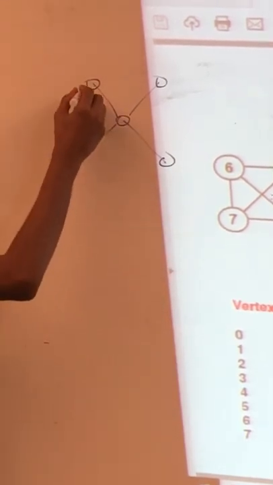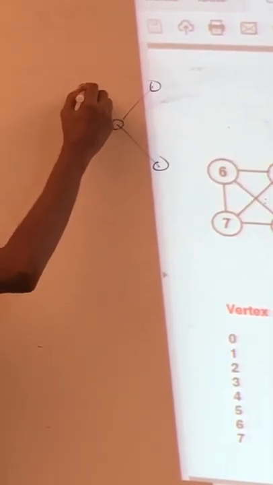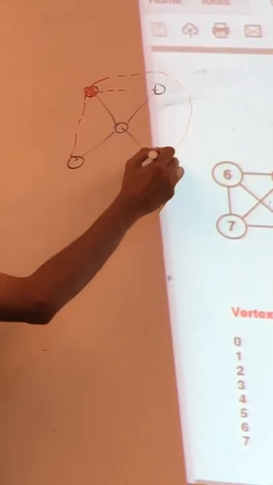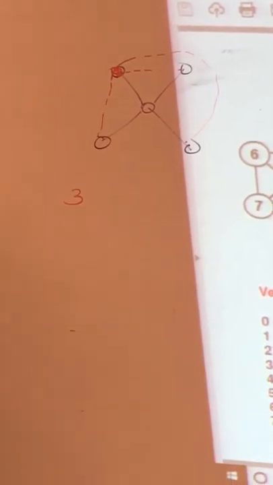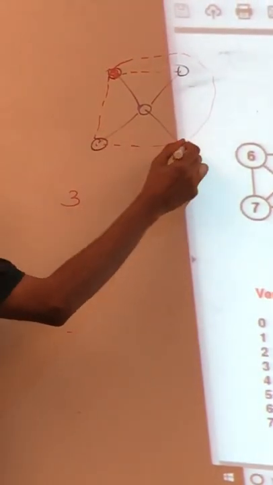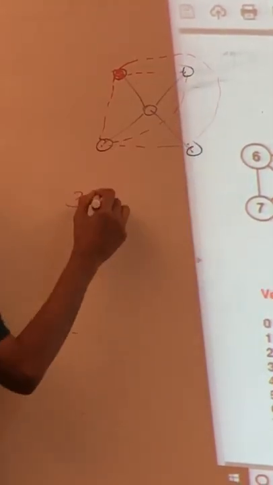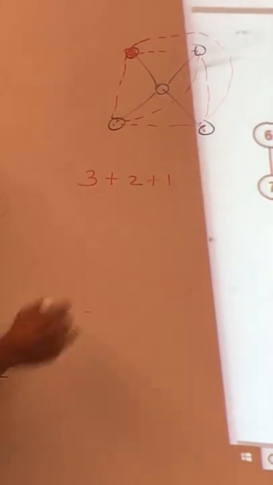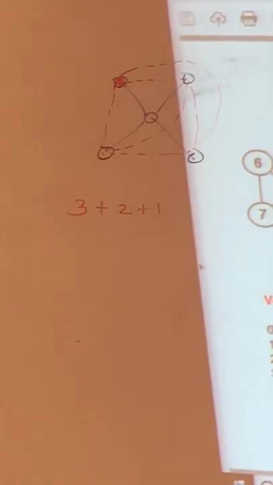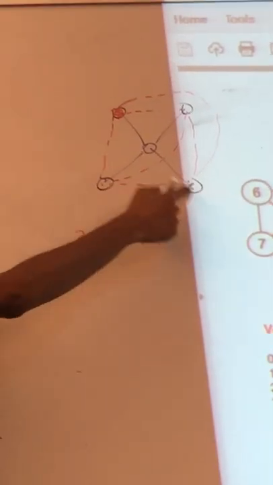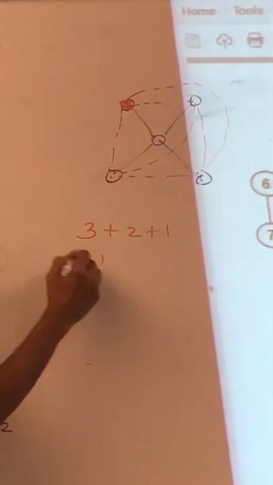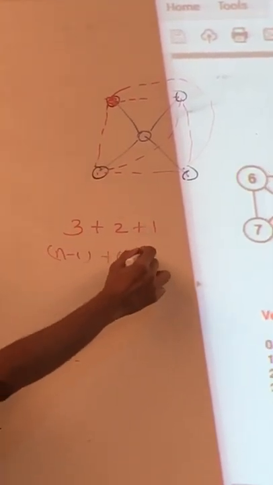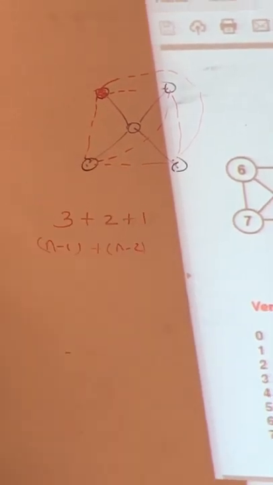Let us pick this neighbor. You need 1 edge to connect to this neighbor, 1 edge to connect to this neighbor, and 1 more edge to connect to this neighbor. So 3 edges so far. Then for this vertex, you need 1 edge to connect to this one, 1 edge to connect to this one. So 2 edges. Then 1 edge to connect this one to this. So 3 plus 2 plus 1, so 6. In general, if you have n neighbors, it's n minus 1 edges to connect one neighbor to everyone else, then n minus 2 edges to connect the next neighbor to everyone else, and so on.